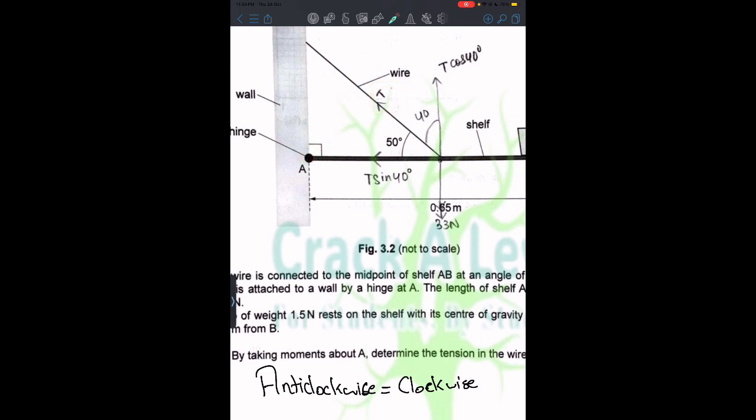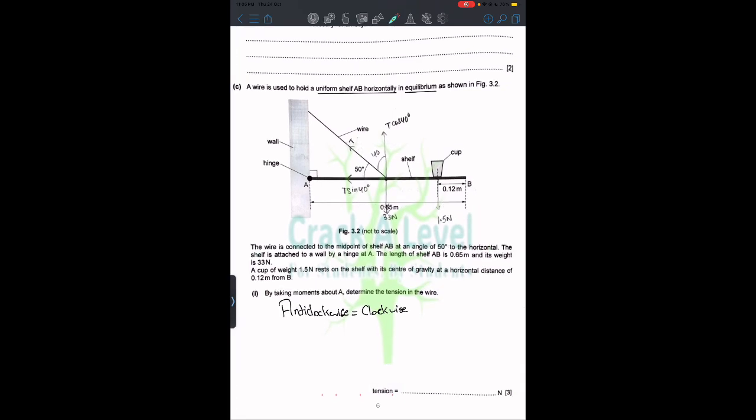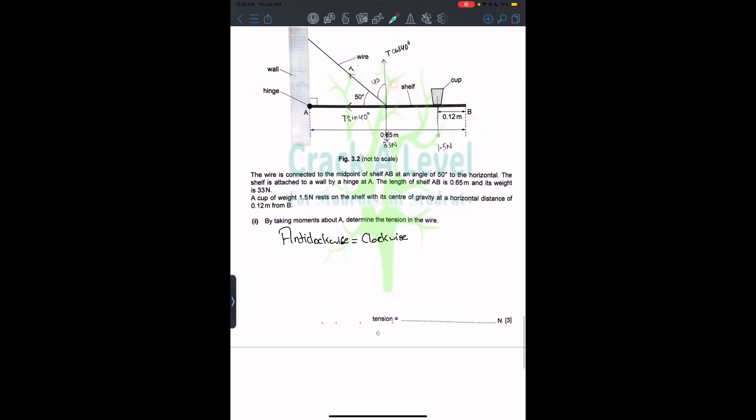Or you can do what he has done, you can find the vertical component of the wire, which you can easily find. He did T cos 40, you can also do T sin 50, that will give you the same thing. So this will produce a moment in an anti-clockwise direction.